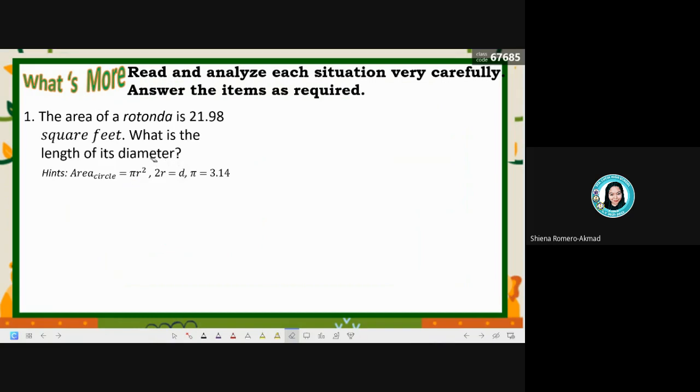So, ang kailangan natin is the diameter. So, first, we have to identify the given. So, para maka-identify natin yung given, let us first write the area ng rotonda, and that is 21.98 square feet. And ano pa ba yung given natin dito? We all know that pi is equal to, ay, no. Pi is equal to 3.14.